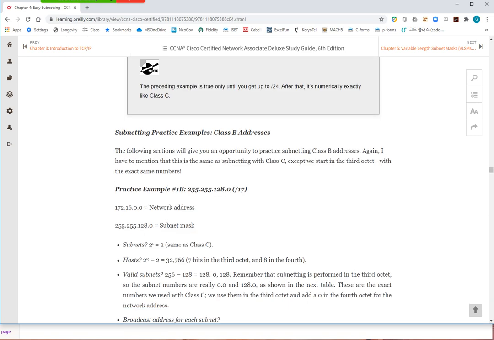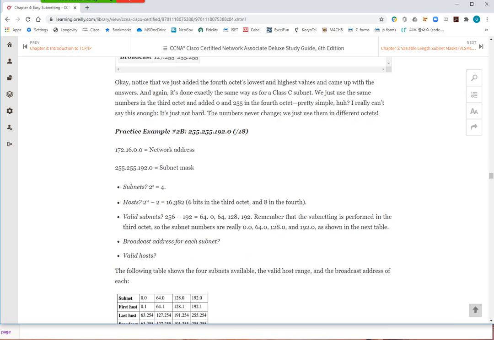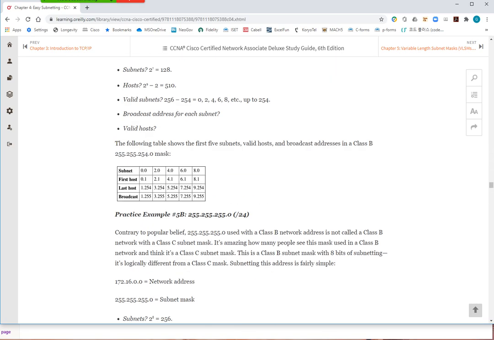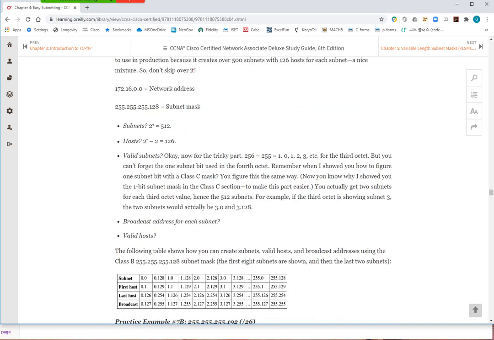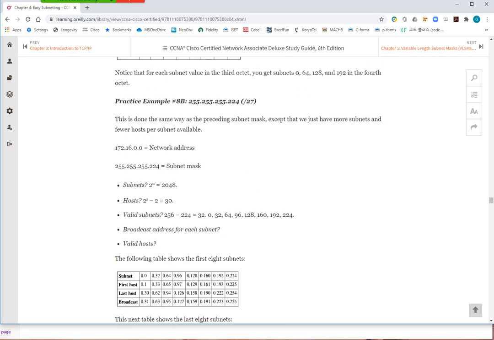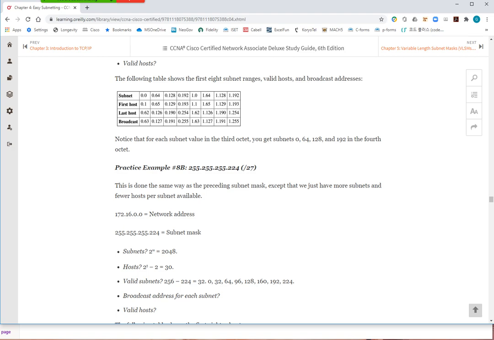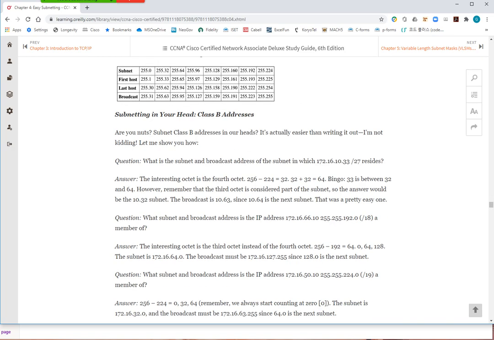There's a practice example 1B, and there are many practice examples. This is what I like about this book. It has pretty much all the examples. Even for Class B, I don't know how many, but maybe 6 or 7.